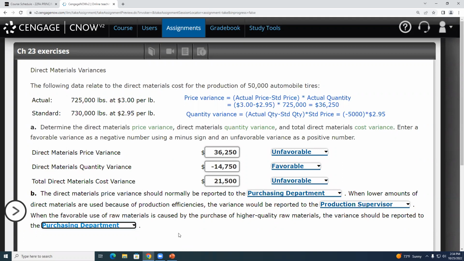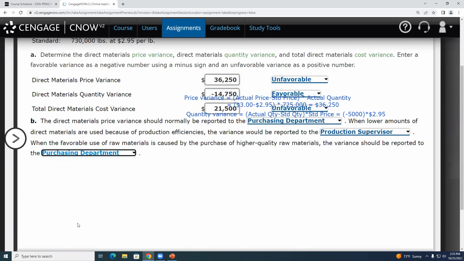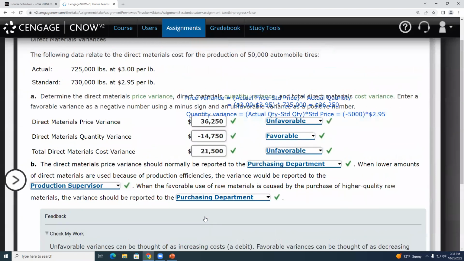But if we worked for this company, that's the kind of question we'd be asking. We'd be talking to the purchasing department about, you told us it was going to be $2.95 a pound, but we actually spent $3 a pound. What happened there? Is this something that's going to continue? Green check marks in there.